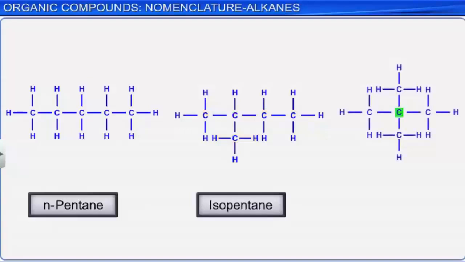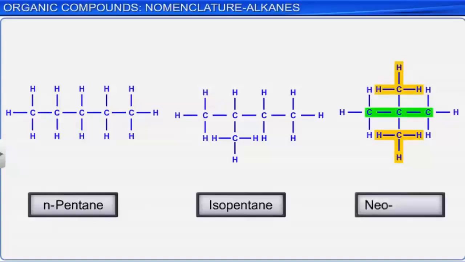If the carbon atom next to the terminal carbon has 2 methyl groups as branches, and is attached to a continuous carbon chain, then a prefix neo is given to the name of the alkane. For example, for the structure shown here, which consists of 2 branched chains and is a 5-carbon system, the name given is neopentane.